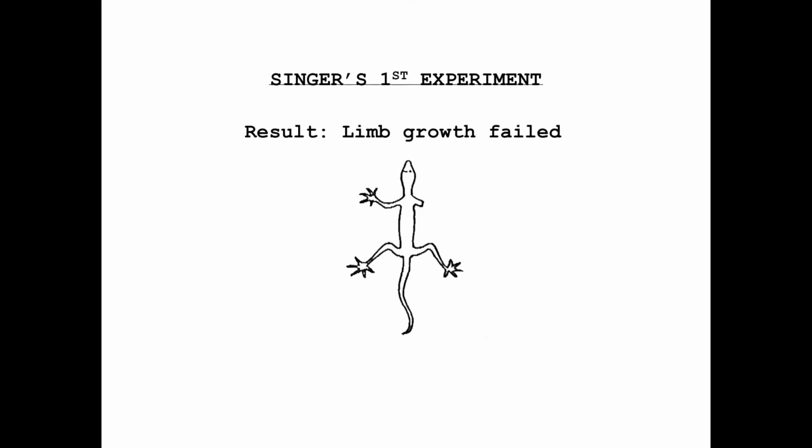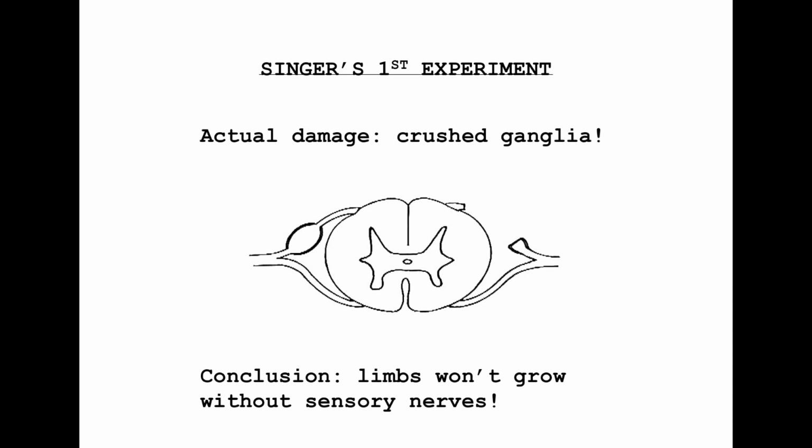By examining the operation sites in these newts, Singer found that he had not done what he thought he'd done. In fact, he had crushed or avulsed the ganglion itself. He had destroyed the nerve cell bodies. He concluded that limbs will not grow without a sensory nerve supply.